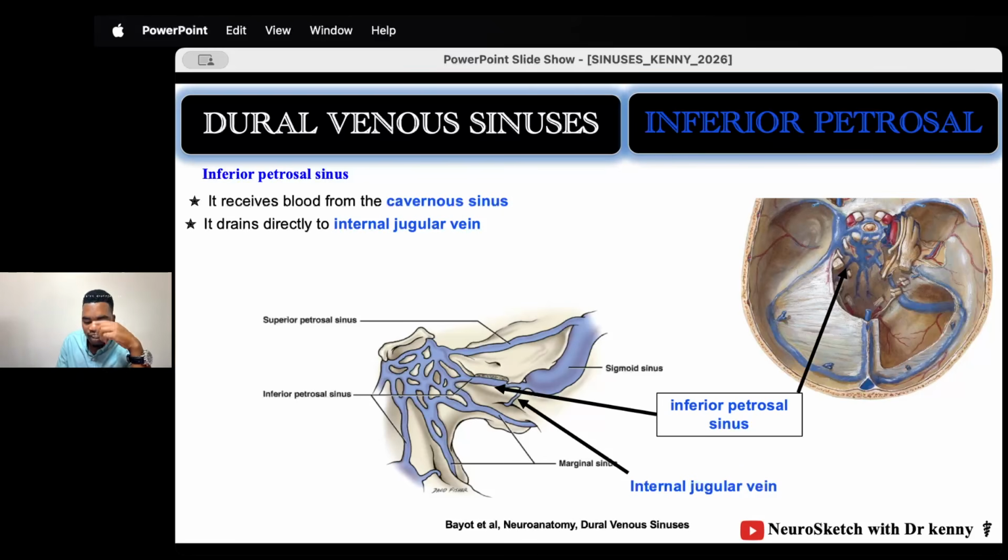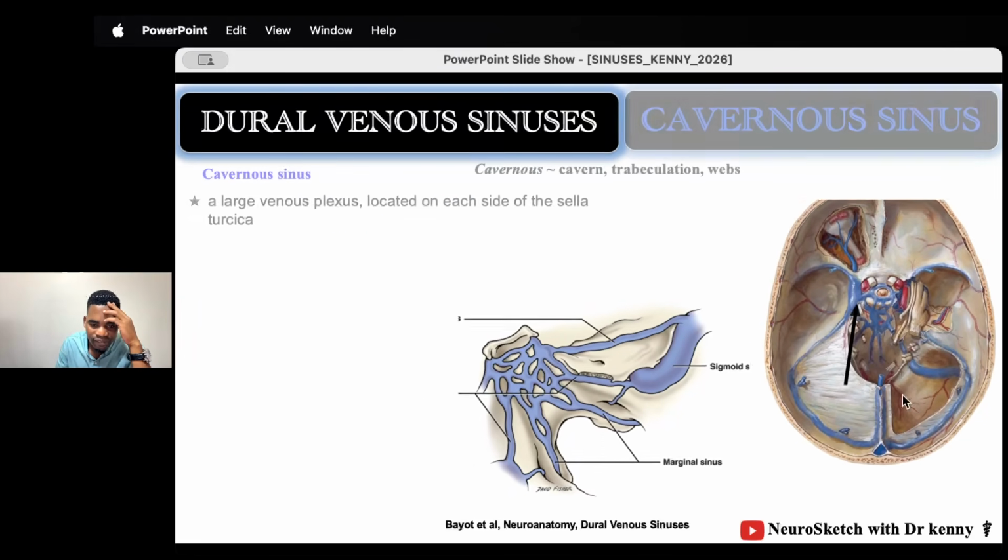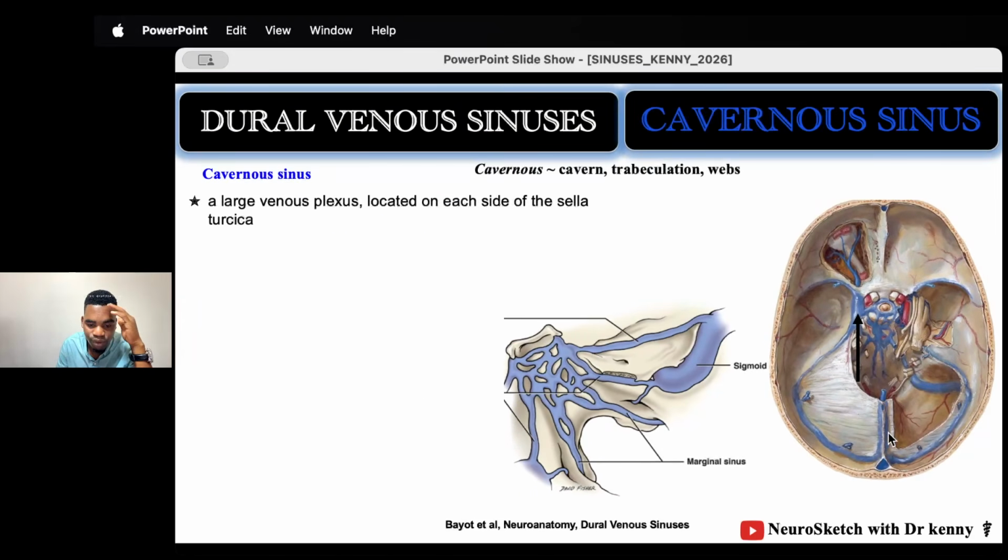You guys ready to discuss the cavernous sinus? This is very, very important. The word cavernous means cavern or a cave, because of these trabeculations, and a cave is like those underground caves. So this is the cavernous sinus. The cavernous sinus is a large venous plexus which is found on either side of the sella turcica.